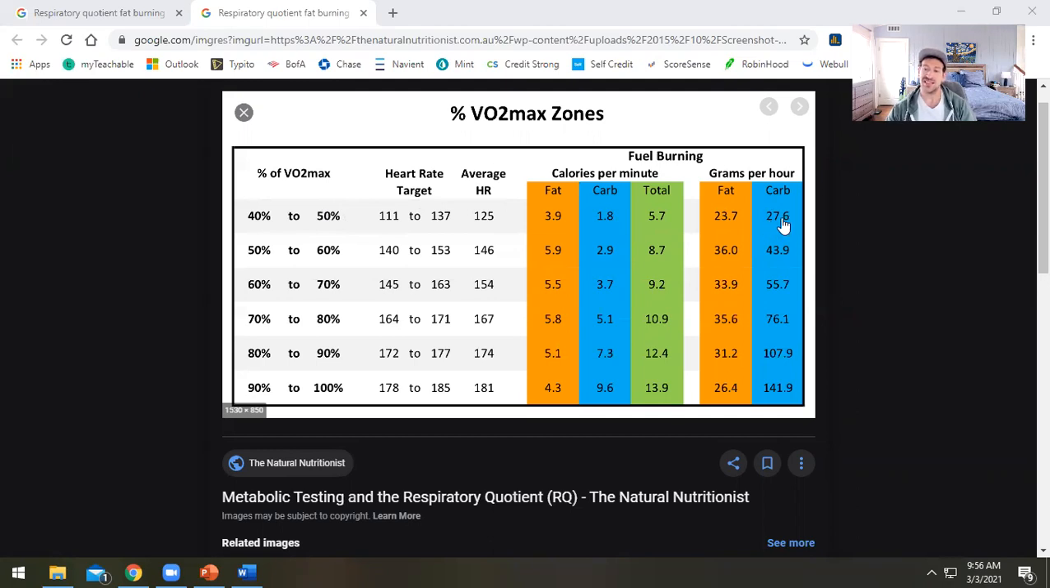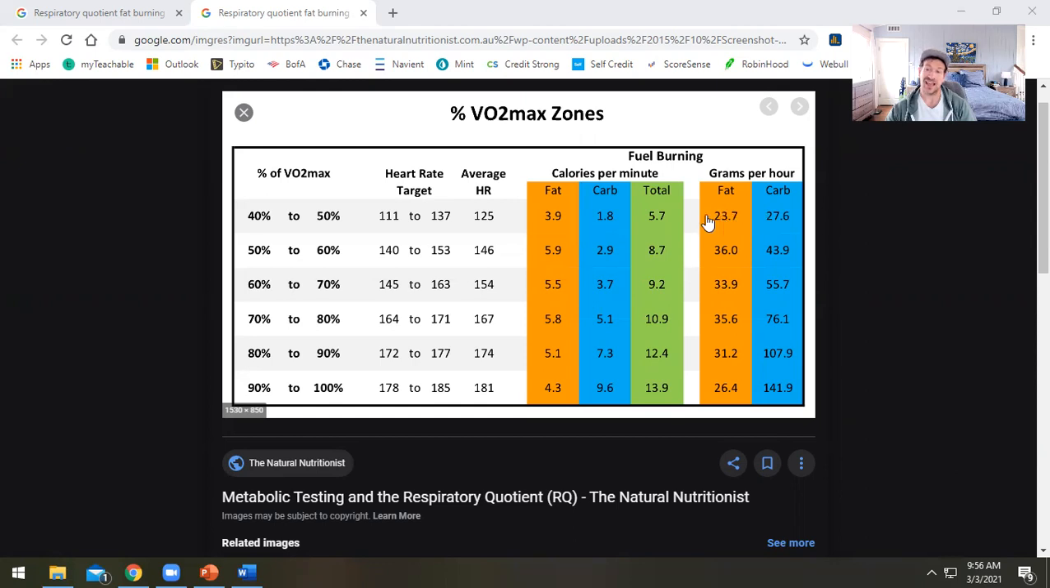So we can see that's a pretty good ratio of more fat, right? And some carbs here. But you see our calories from fat are 3.9. Our calories from carbs are 1.8. If you're wondering why, remember, the grams of carbs per hour is higher.